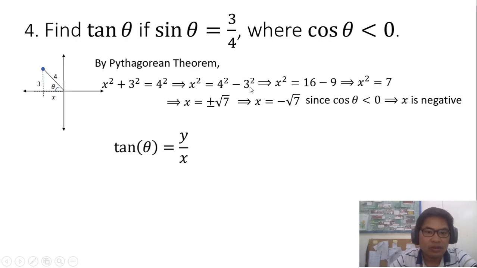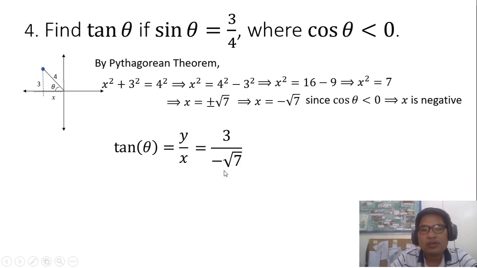So now we have the value. Then you can now get tangent theta. That is very simple. That is equal to y over x, right? Our y here is 3 over x, which is negative square root of 7. So, substitute it. So, this is our answer.